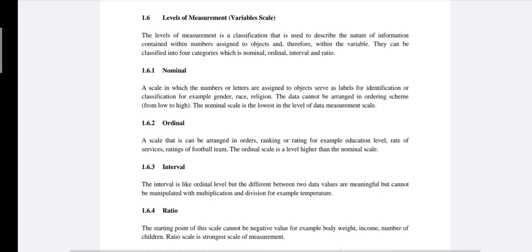Ordinal pula adalah scale that can be arranged in orders. Okay, ordinal. So it is arranged in orders ataupun ranking. Benda-benda yang kita boleh order adalah ordinal level of measurement. Contohnya education level kan, kita ada PMR, SPM, diploma, sijil kan, certificate, diploma, degree, master, PhD. So itu adalah in ordering process. So kita tak boleh katakan ianya adalah kategori data, ianya actually adalah ordinal data.